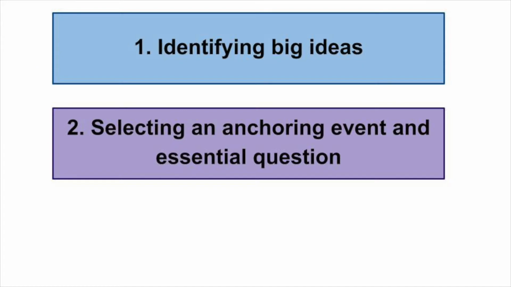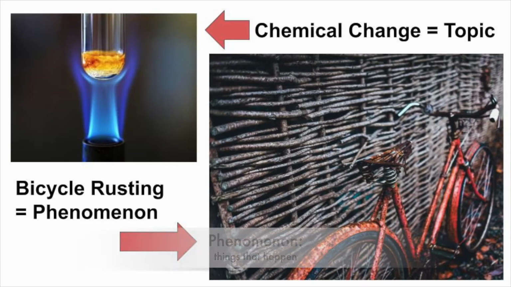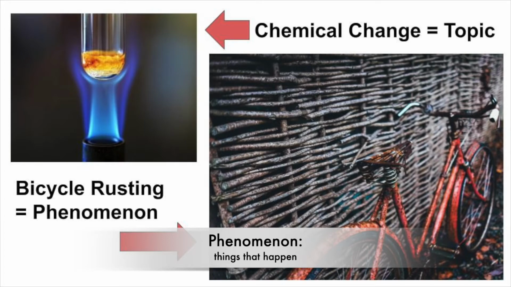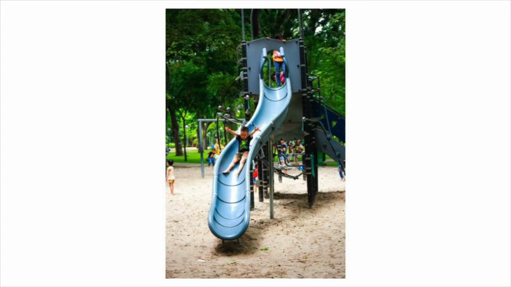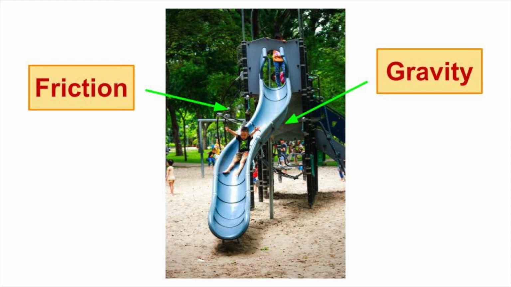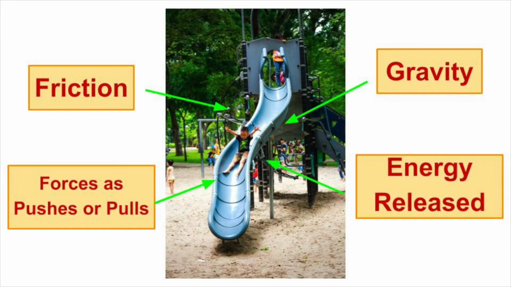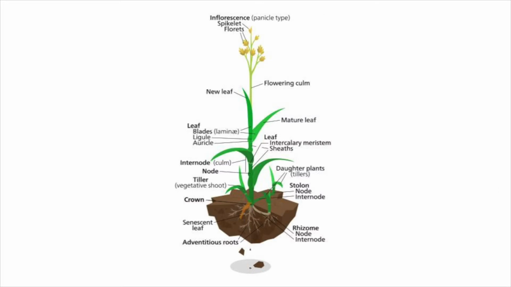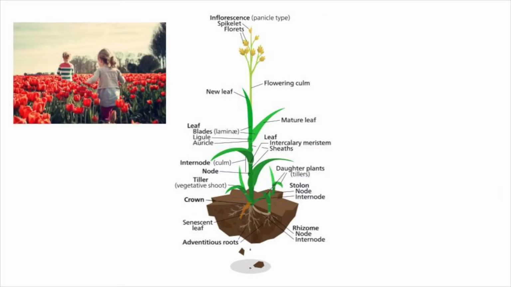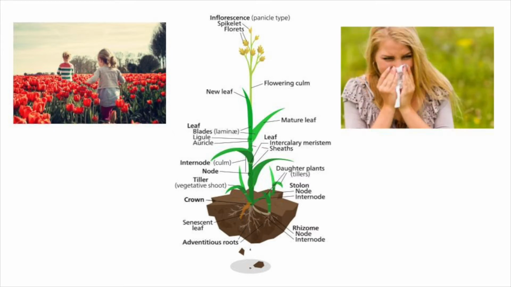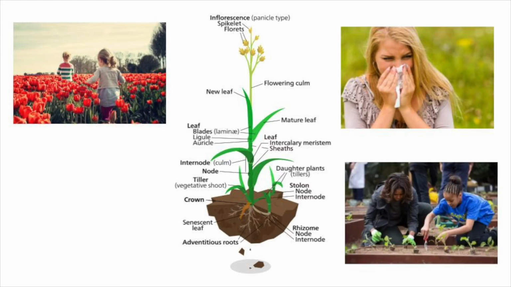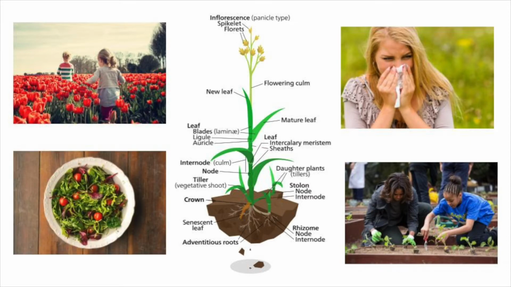Method 2, selecting an anchoring event and essential question. Anchoring events are phenomena or things that happen, rather than topics or questions. Explanations for anchoring events require students to integrate a number of important science ideas together. Anchoring events are more compelling to students and more complex to explain if they are context-rich. That is, transforming a generic science idea into a context-rich story with details, including real people, places, and situations.